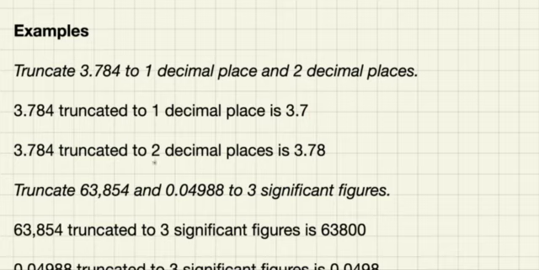If we were to truncate to 2 decimal places, then we find the second decimal place, so these two, and so the answer would simply be 3.78. So 3.78.